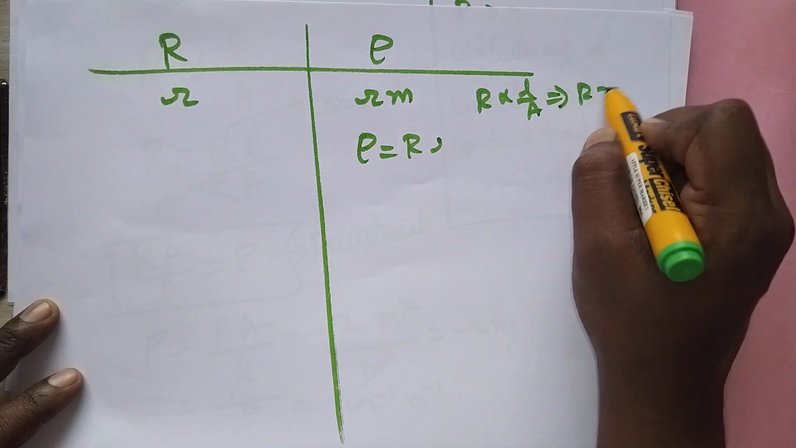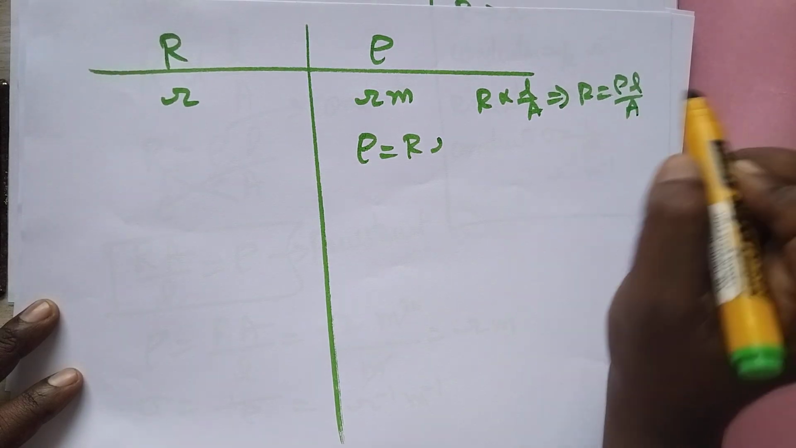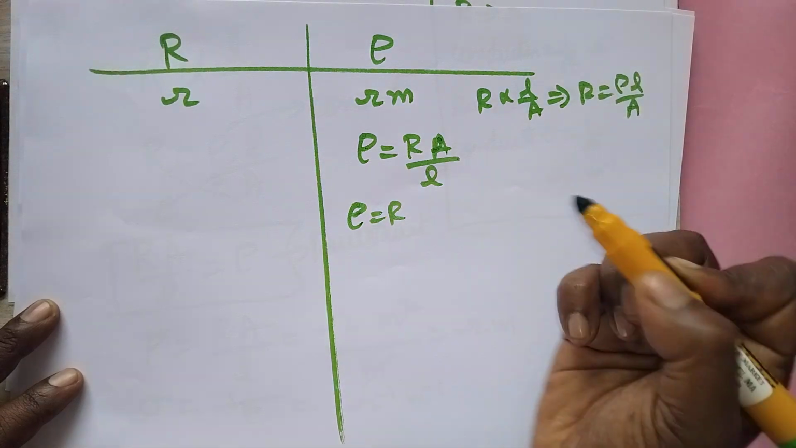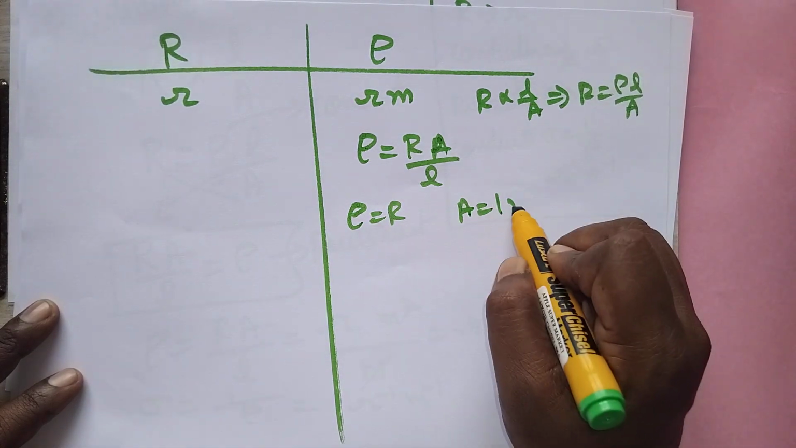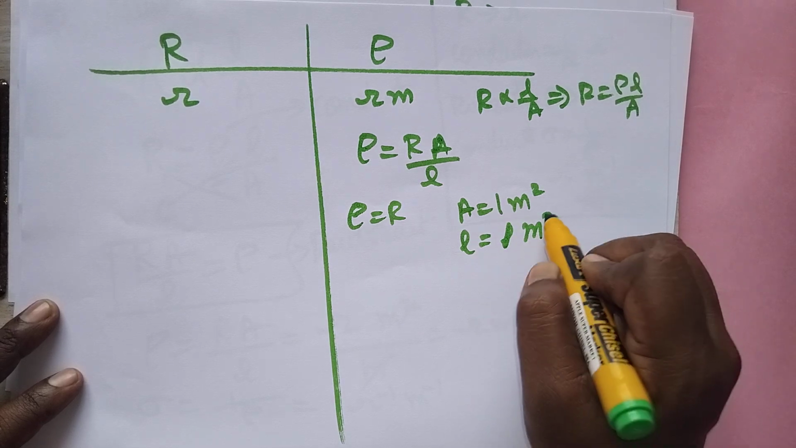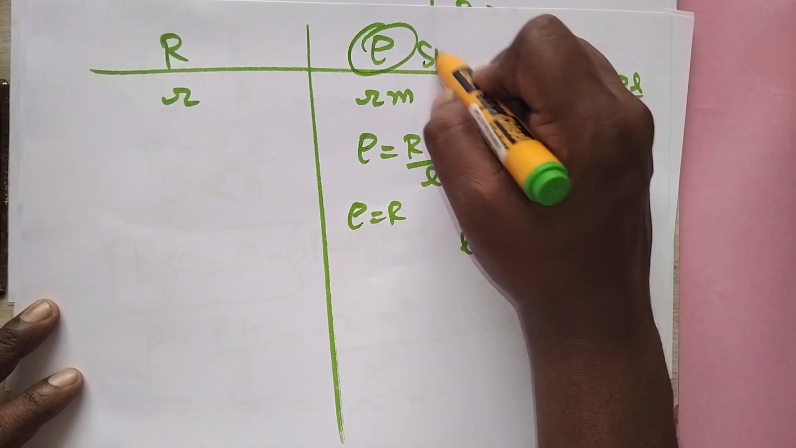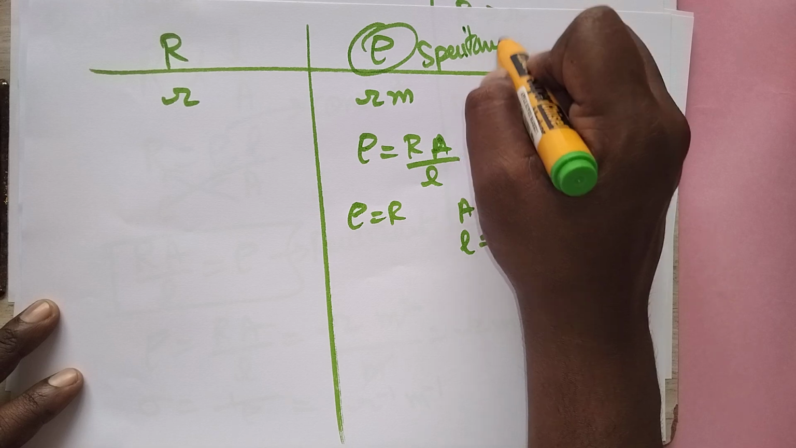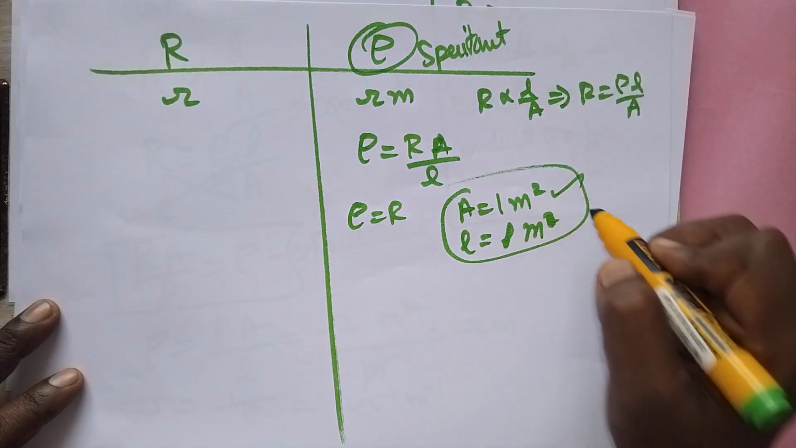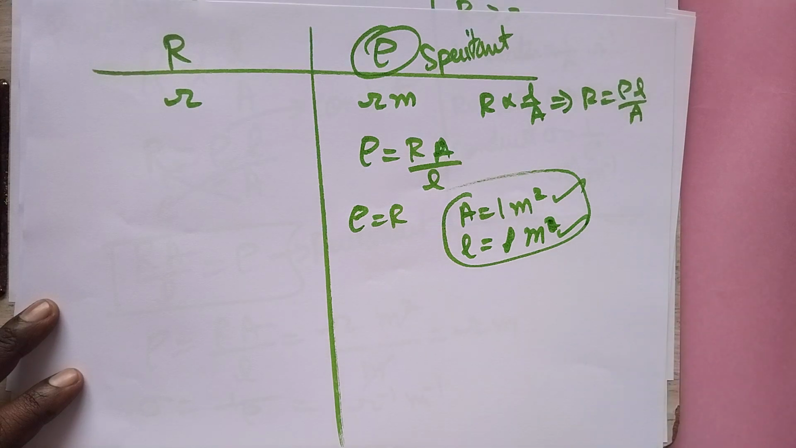R is equal to rho L by A. So RA by L is equal to rho. So resistance and resistivity are the same when the area is 1 meter square and the length is 1 meter. Both are the same only, but it's called specific resistance. What is the specific resistance? The length and the area remain the same.